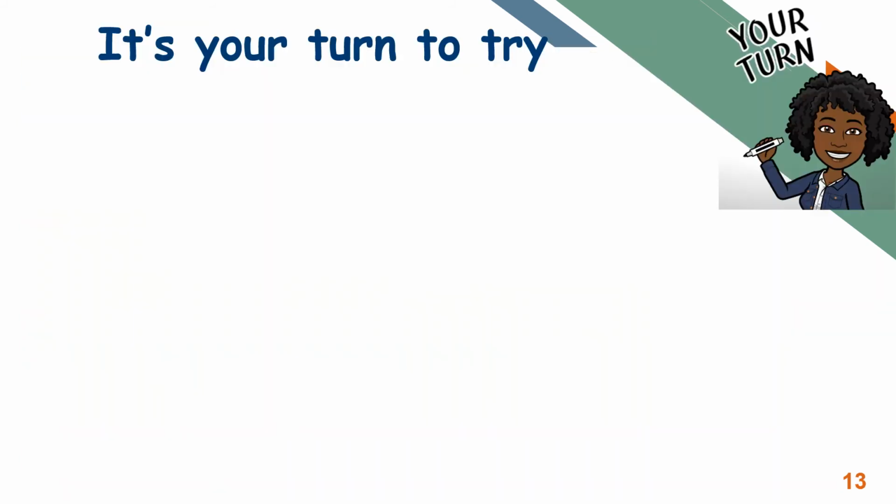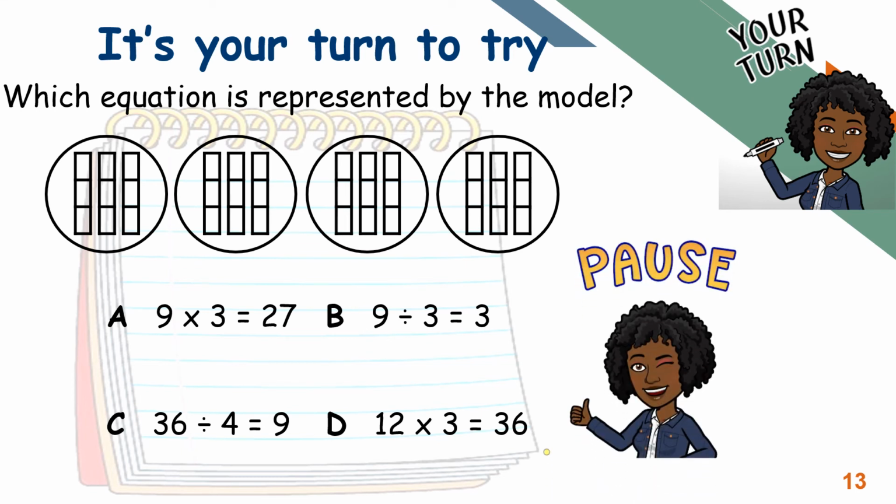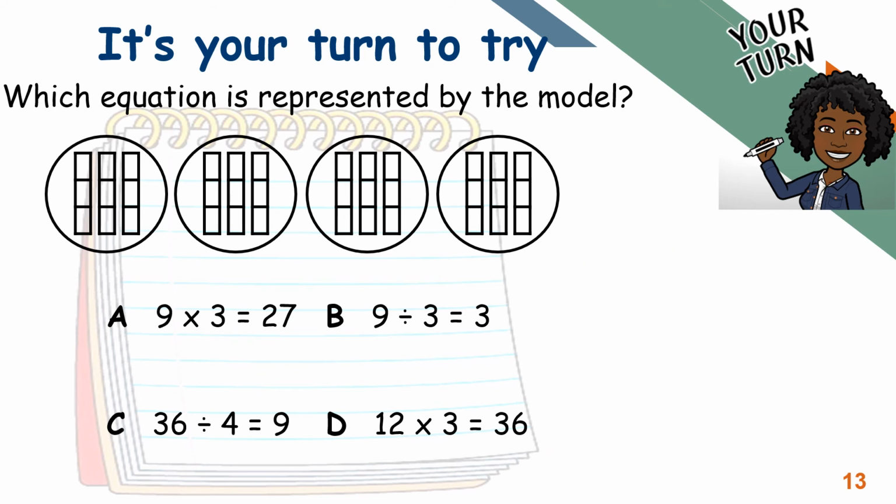Now it's time for you to apply what you've learned and practice a few on your own. Which equation is represented by the model? Take some time to examine the model and determine your answer. Let's see. We know there is a total of 36 tiles and they're divided into 4 groups with 9 in each group. So that equation would be 36 divided by 4 equals 9, or C.